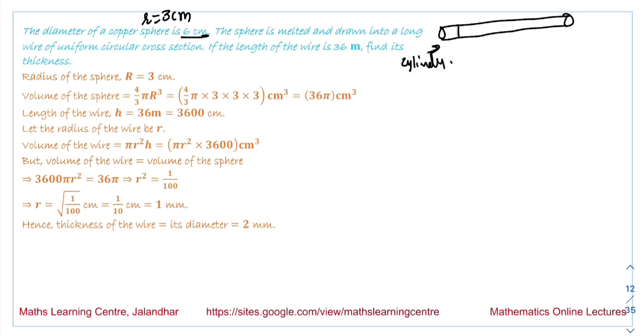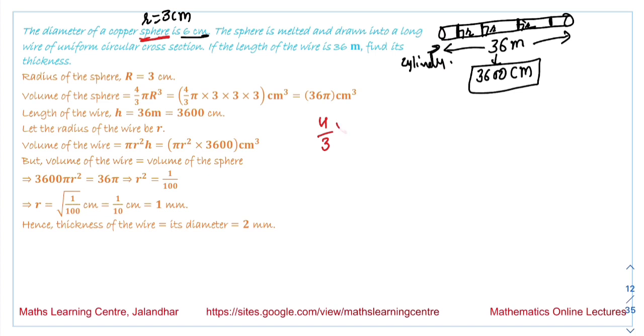Uniform cross section means that if we cut the wire at any point, the radius over here, say it is equal to R, is the same at all these points. If the length of this wire is 36 meter, then when we convert it to centimeter, it is 3600 centimeter. This is the length of this wire. Find its thickness.